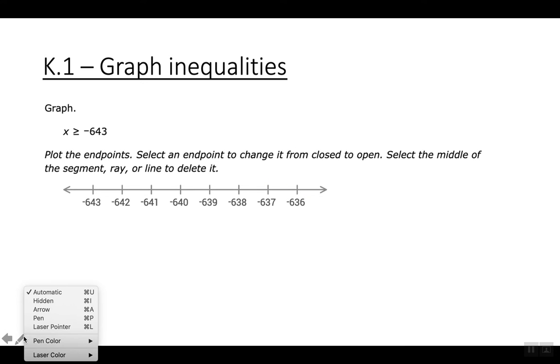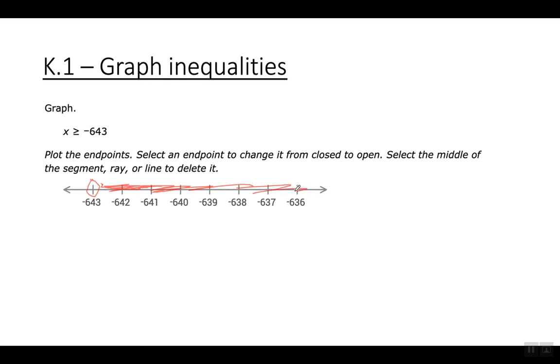Alright. We're going to change it up soon. I think this is the last one. X is greater than or equal to negative 643. So again, all the numbers bigger than are this way. And I got to shade inside the circle.